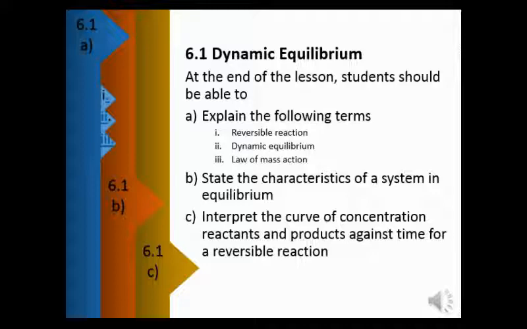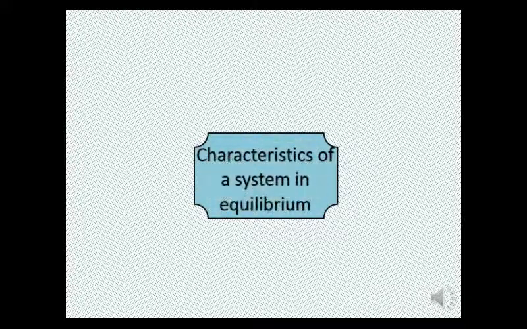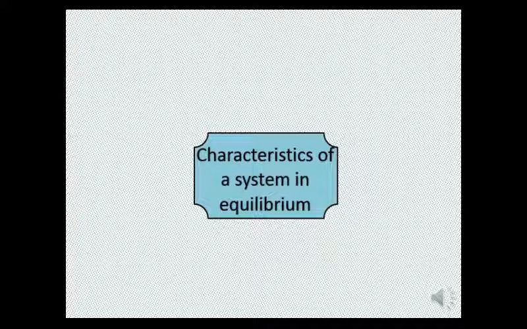Objective 6.1b, state the characteristics of a system in equilibrium. Okay students, now we go to the next slide, which is the characteristics of a system in equilibrium. I will show you there are 4 characteristics of a system in equilibrium.